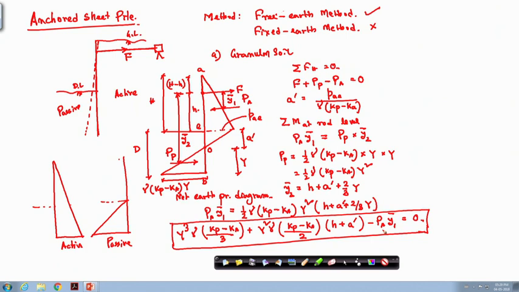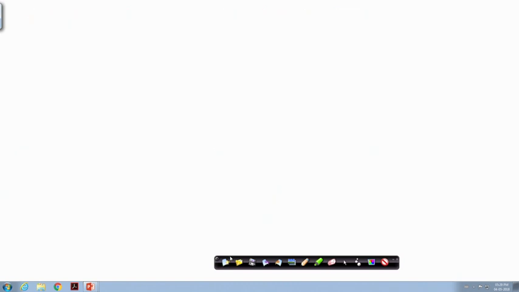Now, from this expression you find d, then increase it by 20 to 40%. Okay? You increase it. So, this is the total solution. Now, in this case we have an anchor also. So, how to design this anchor? That is also important. So, I will solve that first.